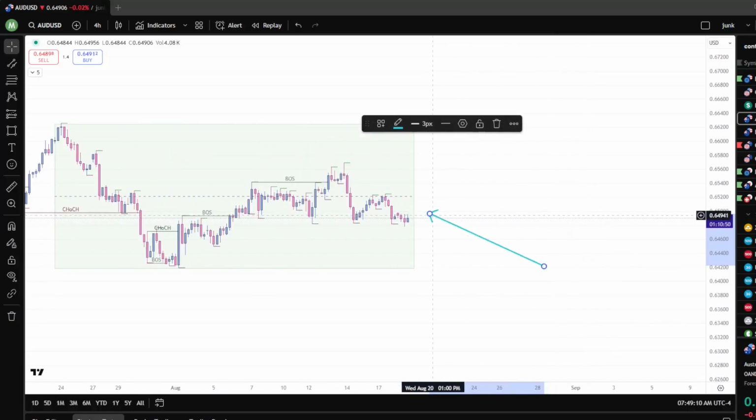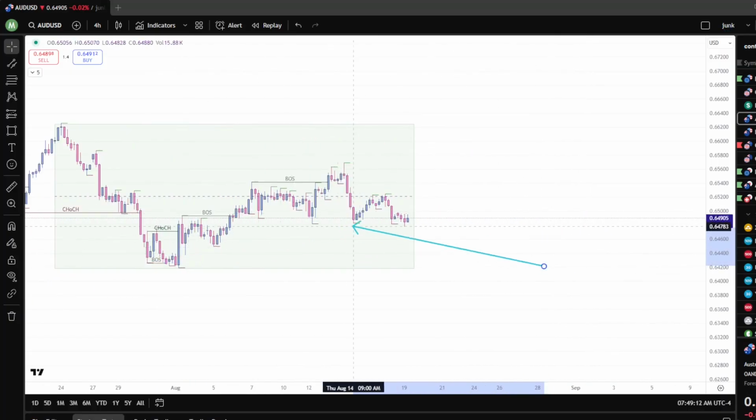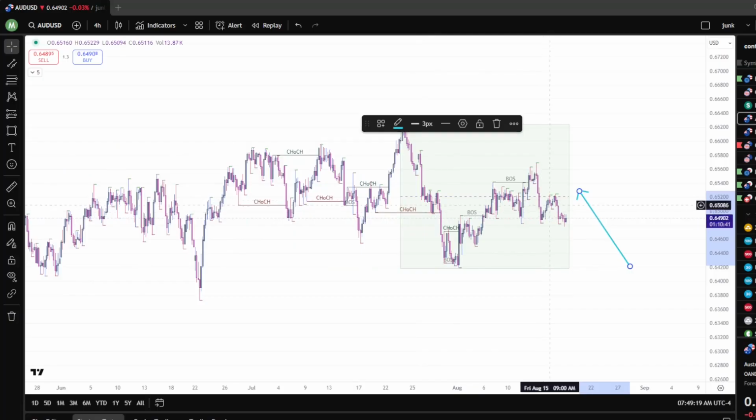So looking for these lows to be taken out. If it does, possibly looking for a type of selling opportunity, but currently not looking for any opportunity because it has been choppy and it has just been consolidating sideways.